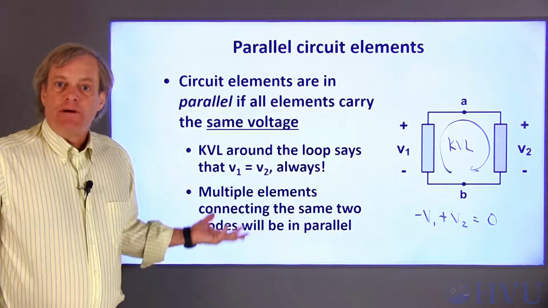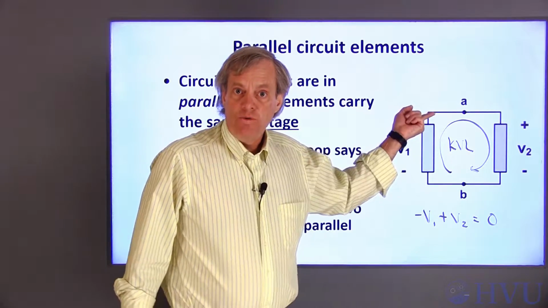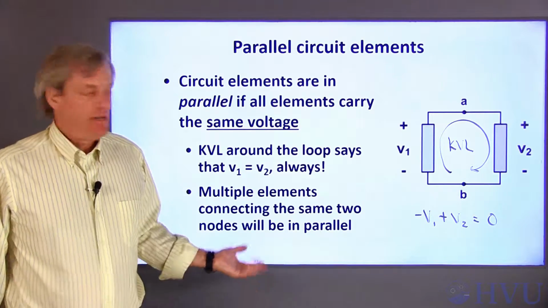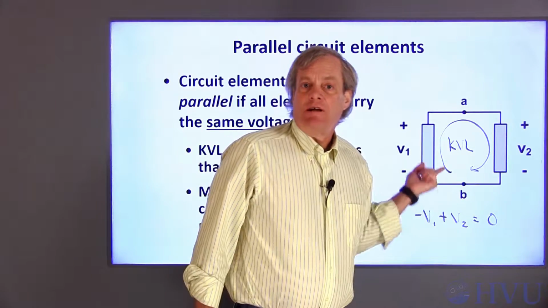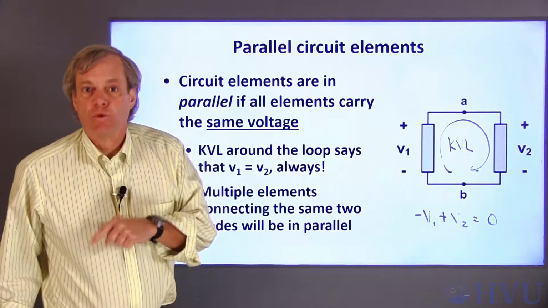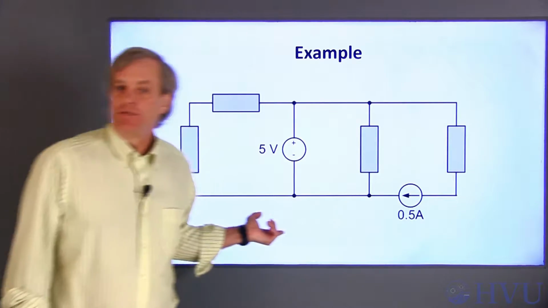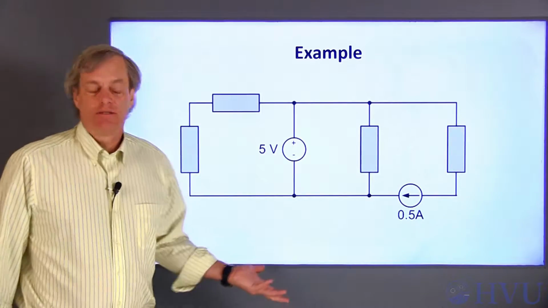Another way to identify parallel elements is if several elements share the same two nodes. However, if you're in any doubt as to whether two elements are in parallel, apply KVL around the loop. If you encounter more than one element in that loop, those elements are not in parallel. Let's take a look at an example circuit and identify parallel circuit elements.